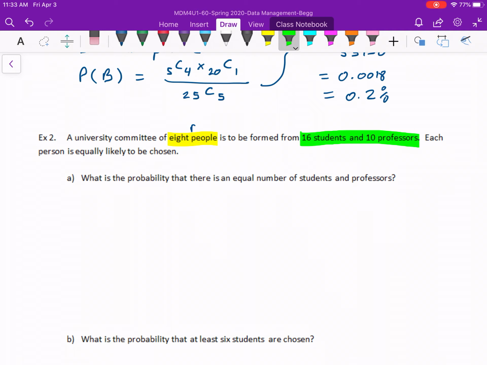What is the probability that there's an equal number of students and professors? Well, in this case, since there's 8 people altogether, to put specific numbers on there, that means that there's going to have to be 4 students and 4 professors, right? So again, we have to put numbers onto things. 4 of each.